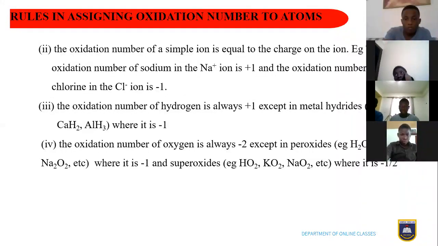Then also in compounds we call superoxides. Examples: HO2, KO2, NaO2. Those are compounds we call superoxides. So the first one, HO2, the element there is hydrogen, so we call it hydrogen superoxide. You see the difference between that one and the first one?